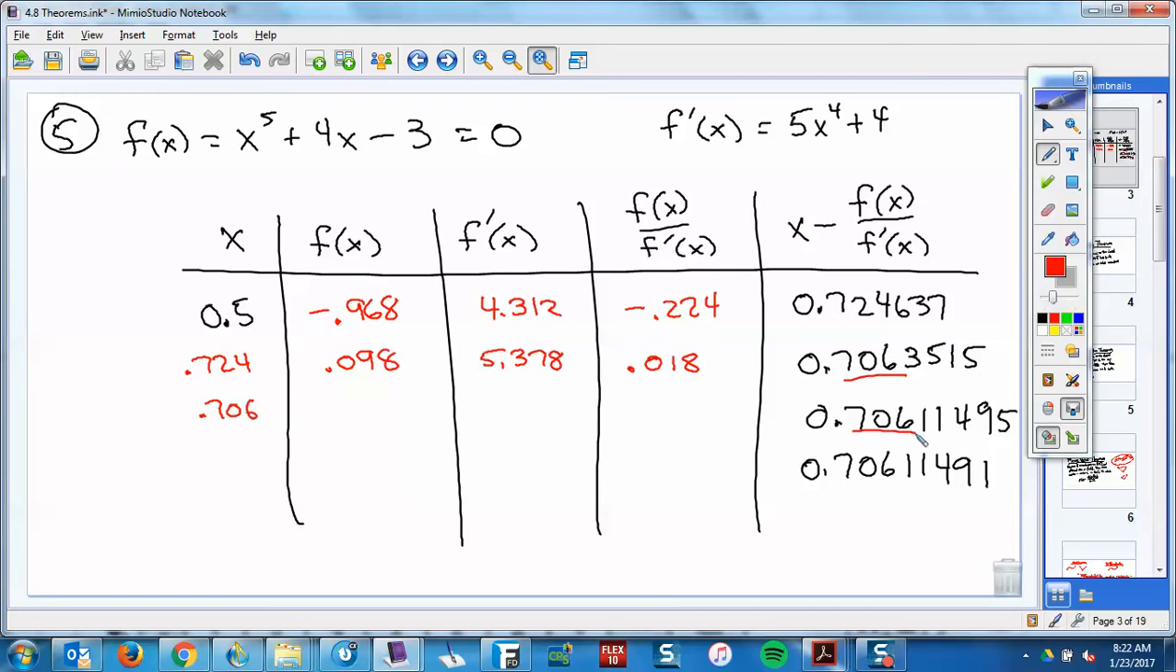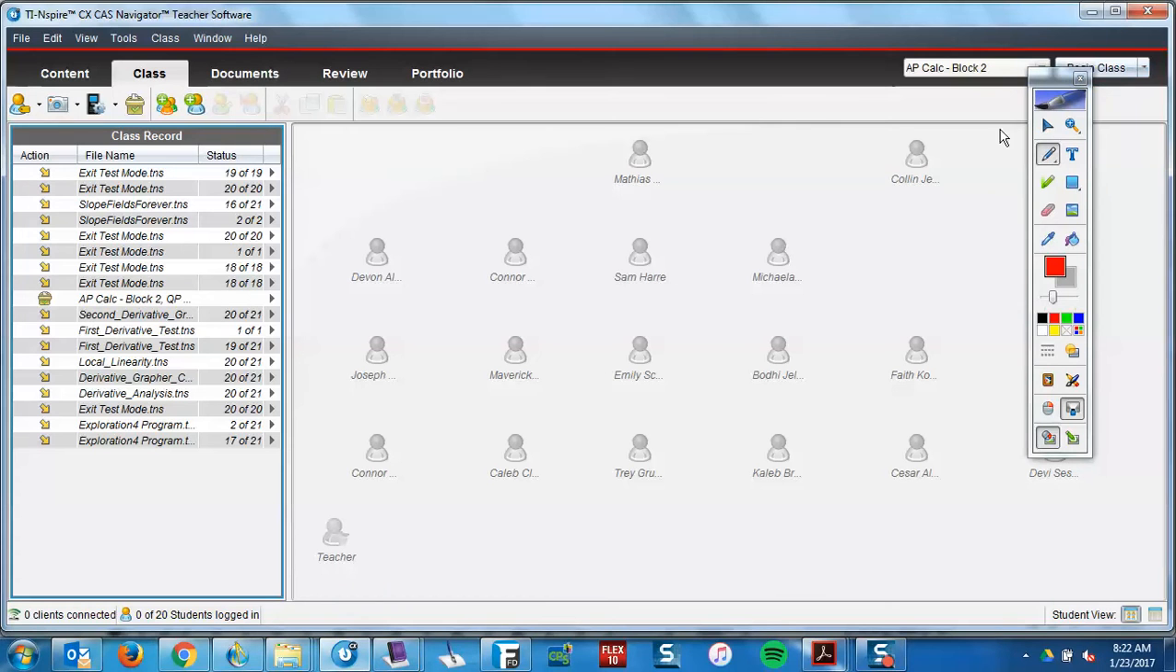Okay, and that was part A, I think, in the homework. You were supposed to do, I said, and find the solution. Okay, so 0.706. Does this equation have any other solutions? Justify your answer. So here's where I want to show you a shortcut for this.